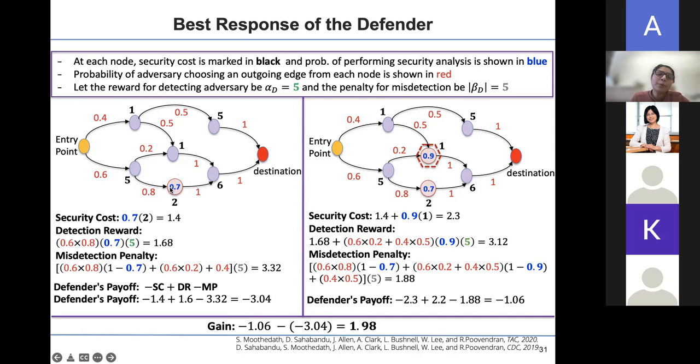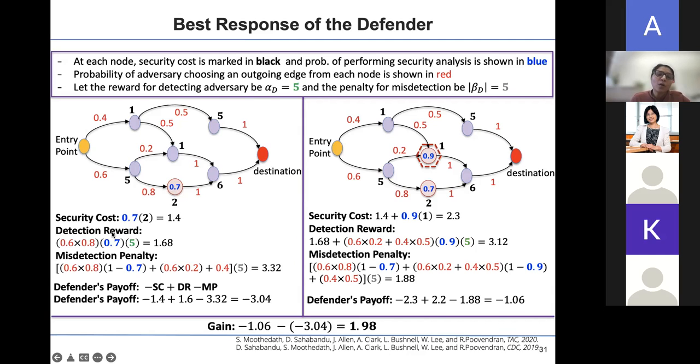So if I compute the different components of the reward for the defender for this selection of PA and PD, the security cost is 0.7 times 2, right? 0.7 times I choose this node as a security checkpoint, and I incur a cost 2 if I do so. So the total security cost is 1.4.